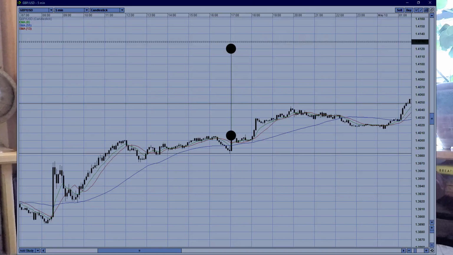I had an example that I posted, I think it was this past summer, where I had a 132 pip pin bar move on a 1 minute chart. 132 pips. What causes these things? They're not black swans, they're not anomalies. They happen all the time. So if you're going to be trading, don't get caught in a pin bar ice trap, okay?